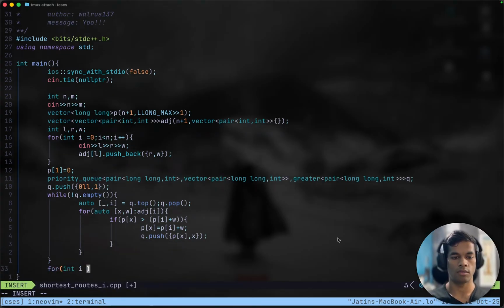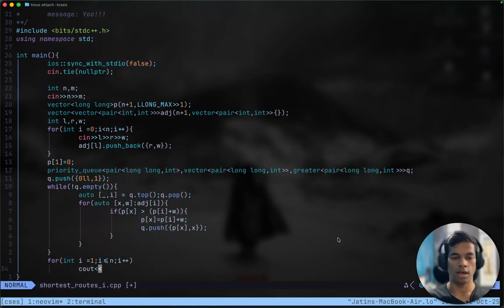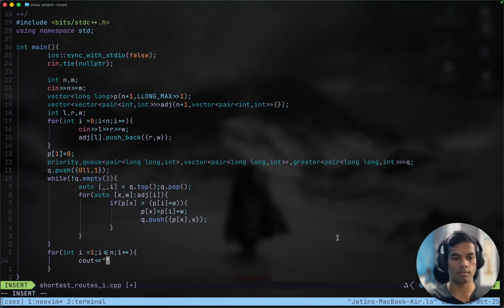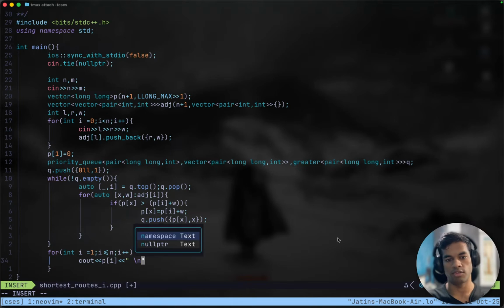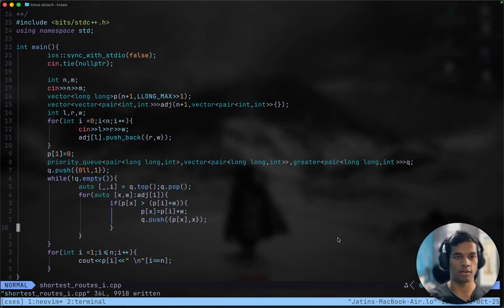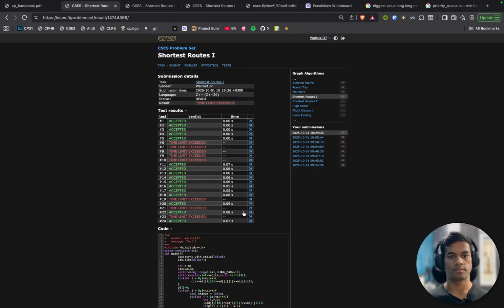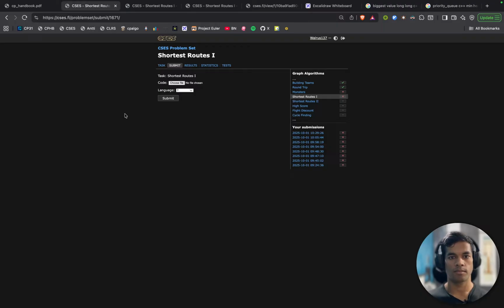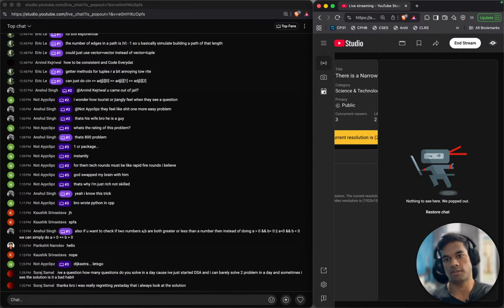For int I equals 1, I less than or equal to n, I plus plus. C out. Yes, use curly braces. C out we output pi, space or a new line depending on I equals n. Hopefully this works. And this does work. And hopefully this is also faster. Let's see, C++ 20.